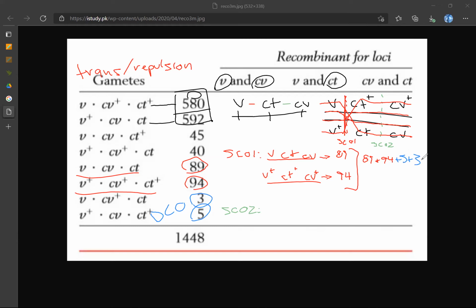Double crossovers always seem to be 5 plus 3. Like, you think the people who make these questions would be more creative than that. So, and then we divide this by the total number of individuals, which is 1448. We see it right here.